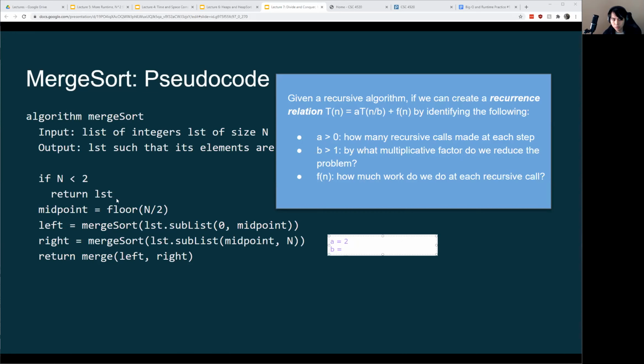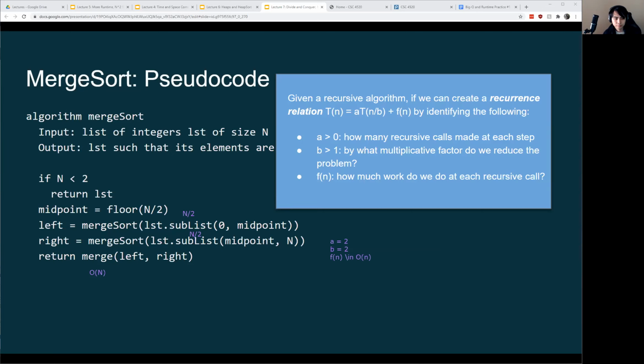What is the multiplicative factor that we reduce the problem by? In this case, we take each list and we divide it by half, which means the multiplicative factor is also 2. Now, the amount of work being done at each level, I didn't explicitly state this, but basically merge, we said, was going to take O of n, right? And then if we think about the sublists, each of these are going to take n over 2, right? This is going to be a call of n over 2, and this is also going to be a call of n over 2, which means overall the amount of work is n plus n over 2 plus n over 2, which is 2n, which means that f of n here should be equal to O of n as well, right? Basically 2n, but we don't really care. We're going to just say f of n is O of n.